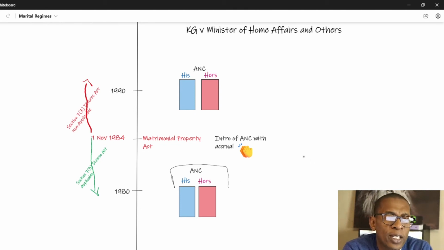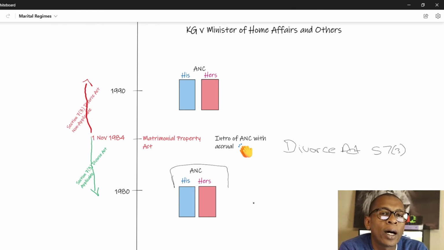So what the legislature decided to do was that while the accrual system was introduced, they also introduced, in terms of the Divorce Act, under Section 7(3), a way to remedy those situations. And what essentially this Divorce Act, Section 7(3), says is that we recognize the fact that people who were married before 1984, before the accrual system was available, might be disadvantaged, especially women. So therefore, this Act, Section 7(3), says upon application, the court has the right to exercise its discretion in redistributing the assets of the different spouses.